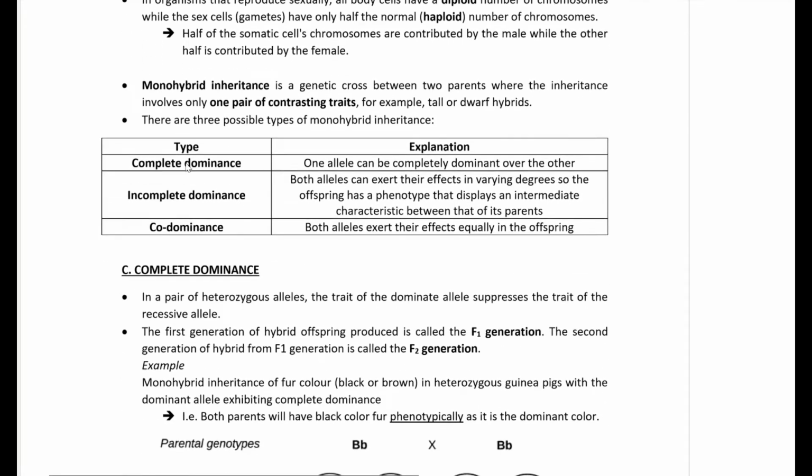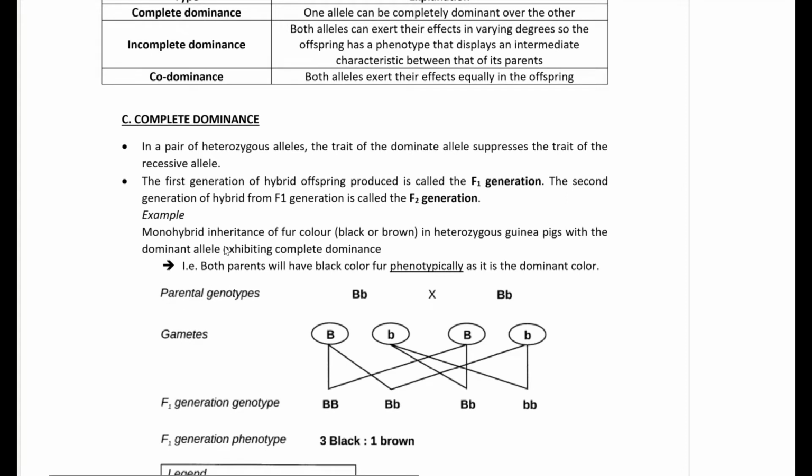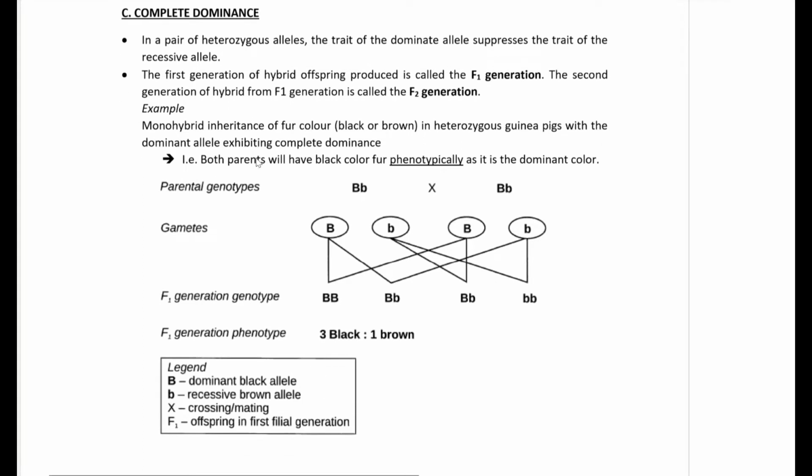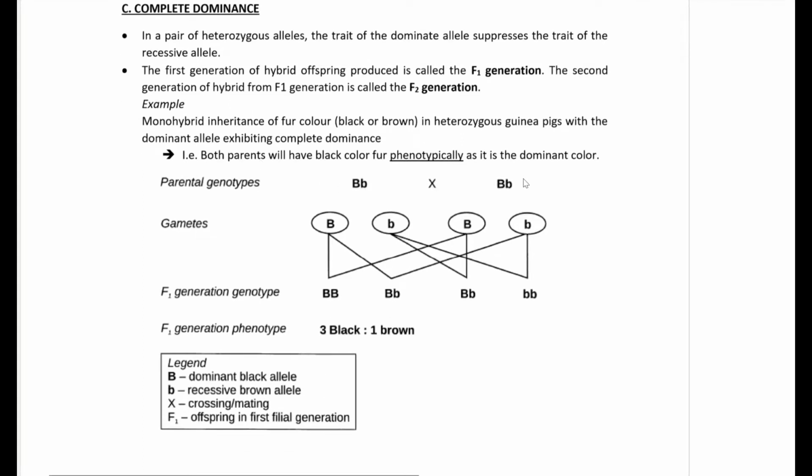We have complete dominance, incomplete dominance, and codominance. Starting off with codominance over here, both are equally expressed at the same time. Sorry, complete dominance is where only one is expressed in the phenotype. That is represented as big B, small b, big B, small b. This is your genetic diagram. Make sure you indicate all these components when you are doing it.